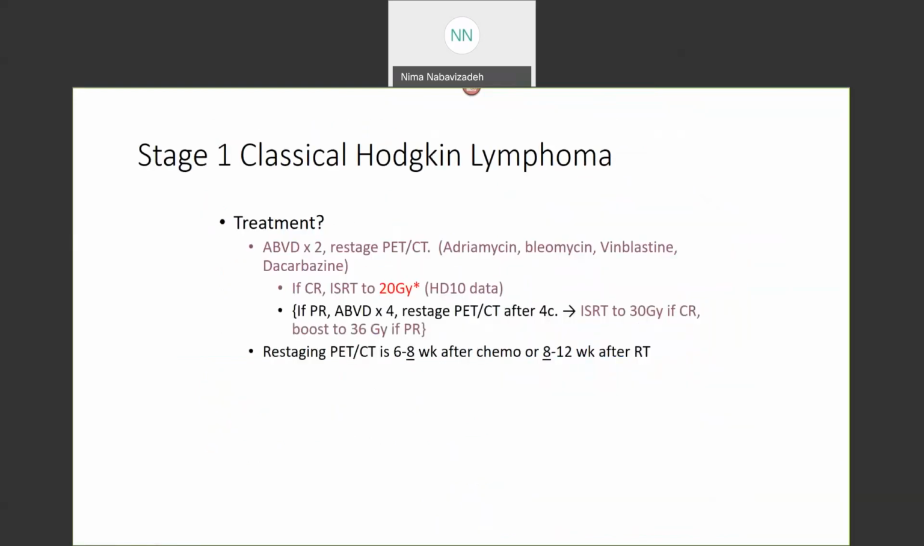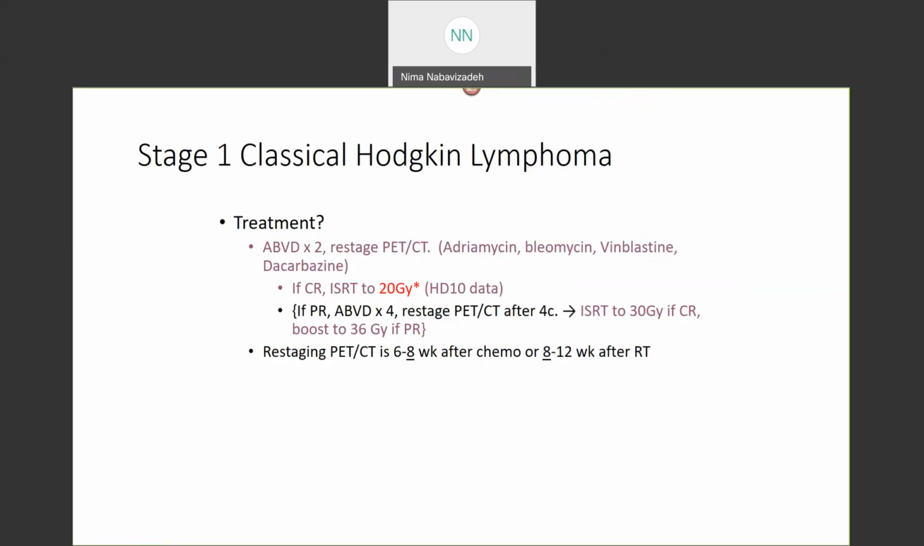So here's just an example of what typical treatment for stage 1 classical Hodgkin lymphoma looks like. This is a patient who's usually relatively young, who presents with abnormal lymph nodes in the neck. In this early stage situation, typical treatment usually consists of ABVD chemotherapy for 2 cycles to start off with. And ABVD is a cocktail of adriamycin, bleomycin, vinblastine, and dacarbazine.